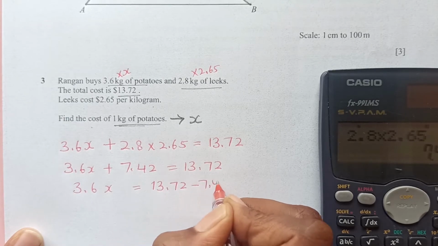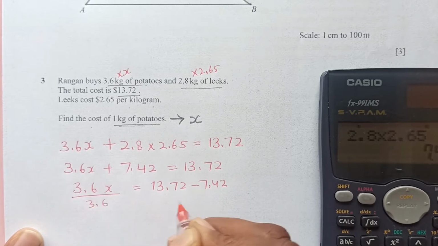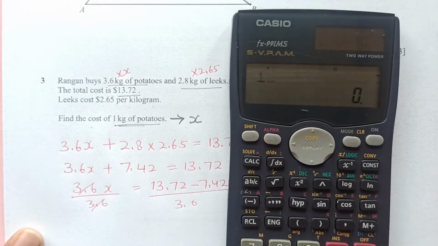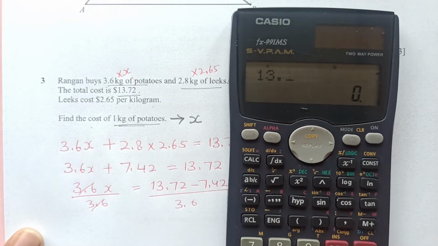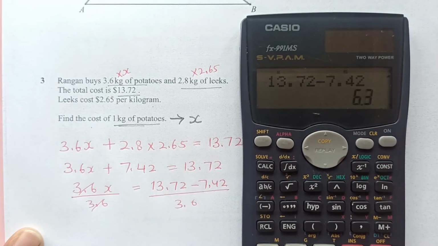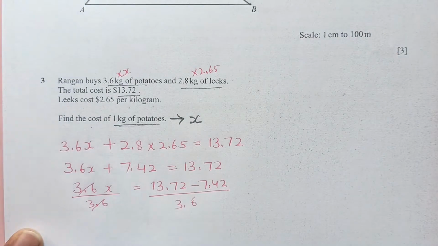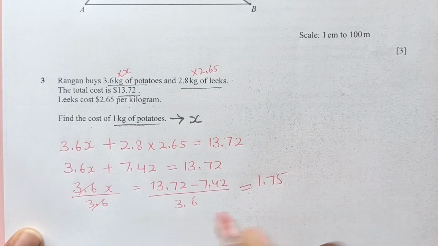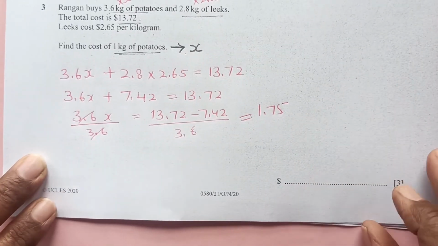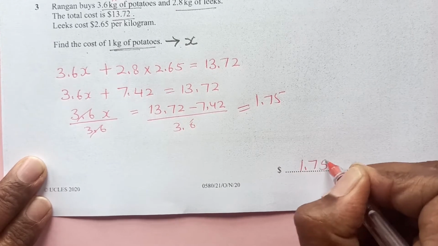So 3.6x is equal to 13.72 minus 7.42, divided by 3.6. So 13.72 minus 7.42 divided by 3.6. This is 1.75. So the value of x, and what we considered x as the cost of 1 kg. So that is our final answer, right? So $1.75.